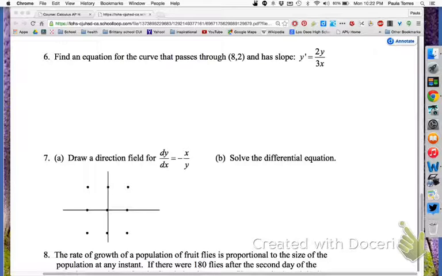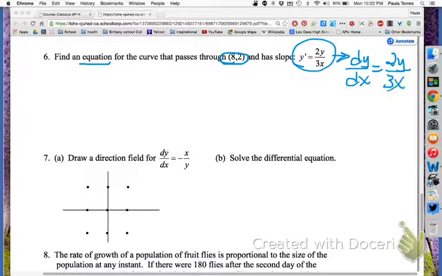So on this next one, I want to find the equation, and I have an initial condition and my slope. So, of course, this is dy over dx. And if I want to get back to my original equation, I'll have to integrate it. So I'm going to have to move a couple of things.